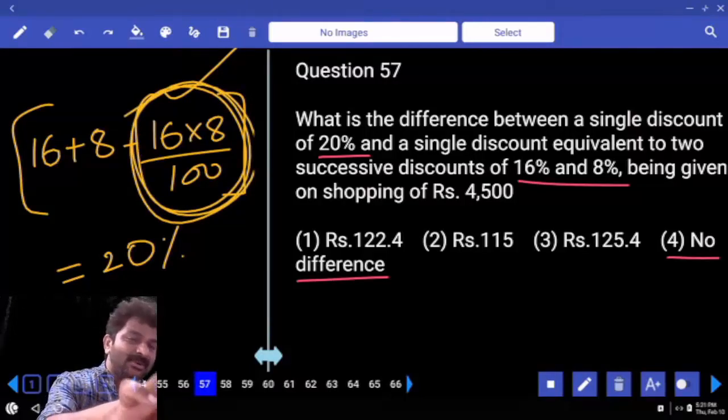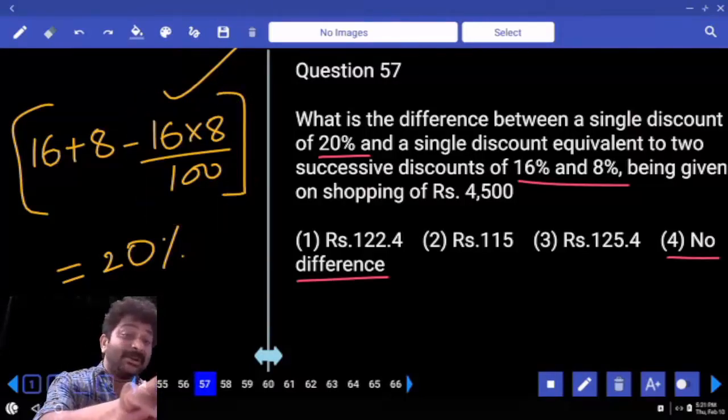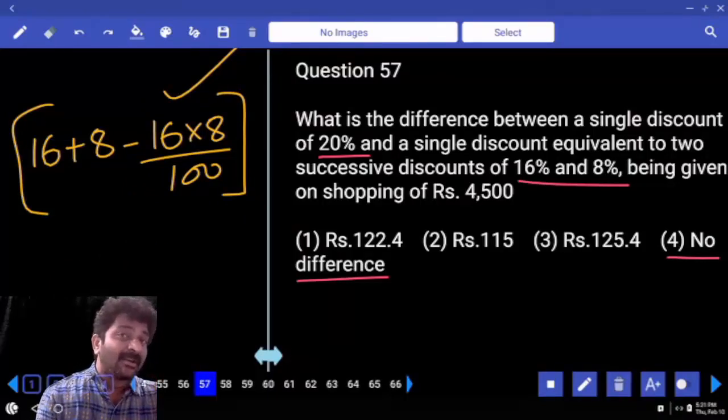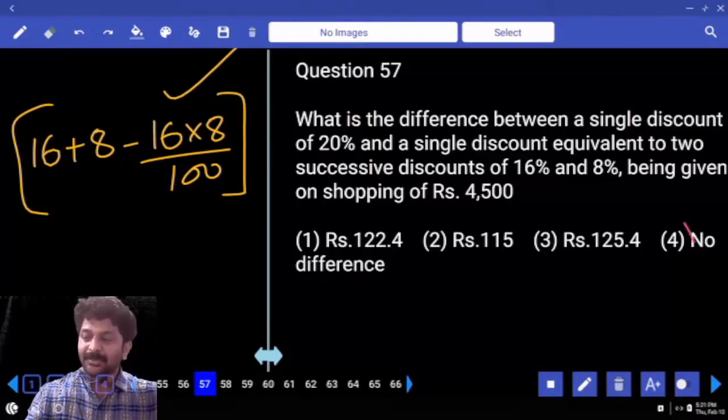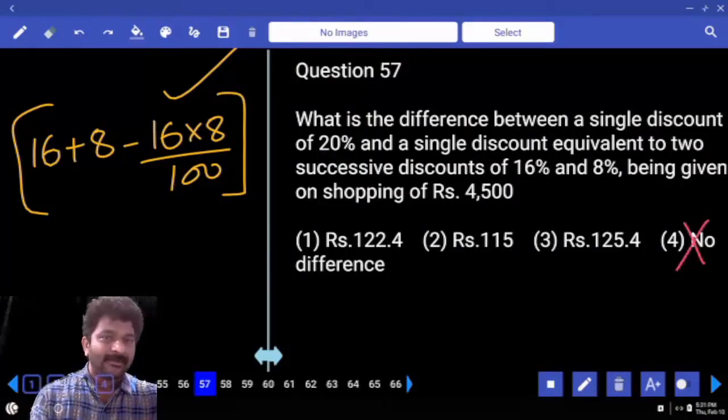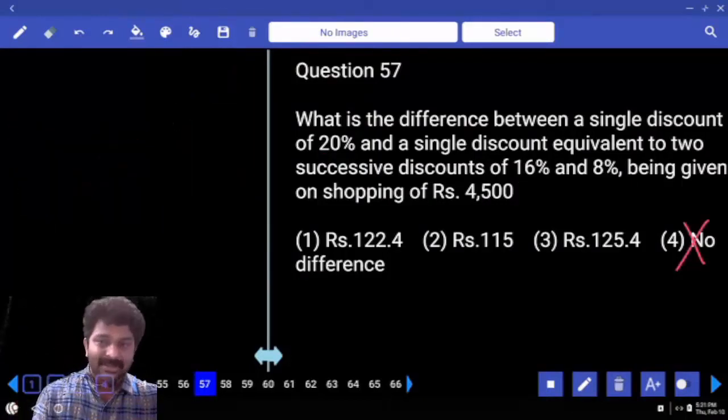By any chance, can you say 16 into 8 by 100? Will that give you integer? Will be in decimal or not? Yes, if you are getting in decimal, definitely you will not get 20, right? That means answer fourth option cannot be your answer. That is concluded. Okay, now answer becomes easy.